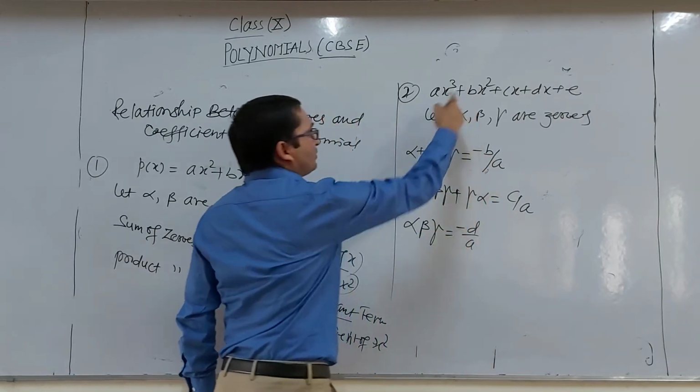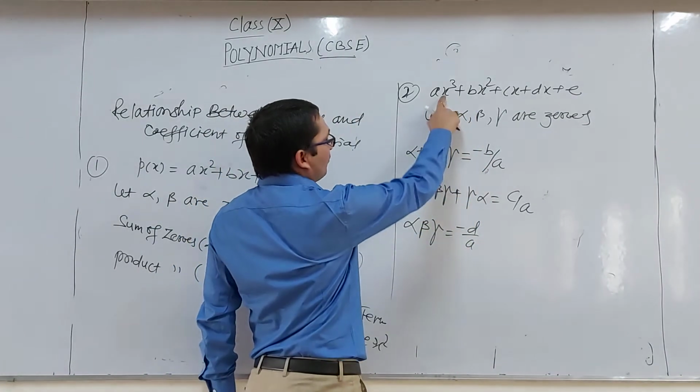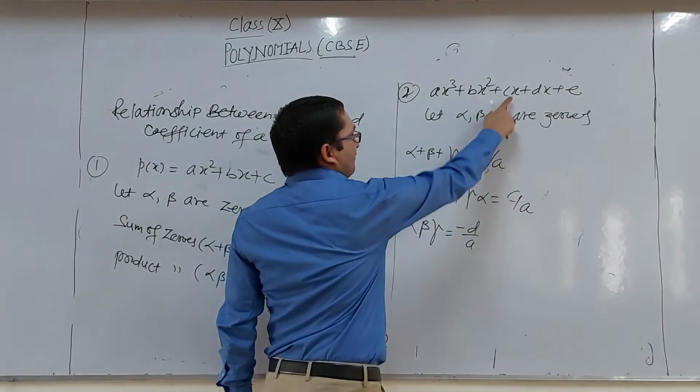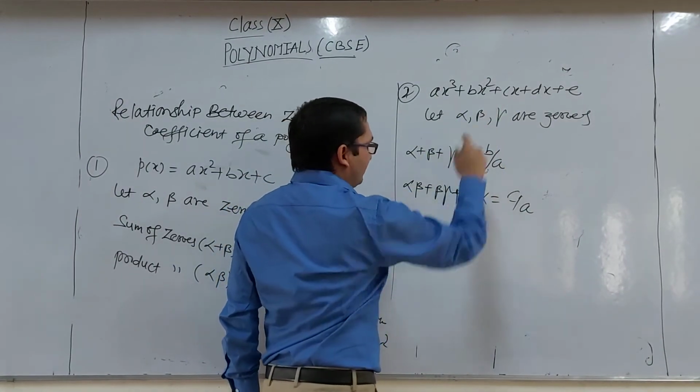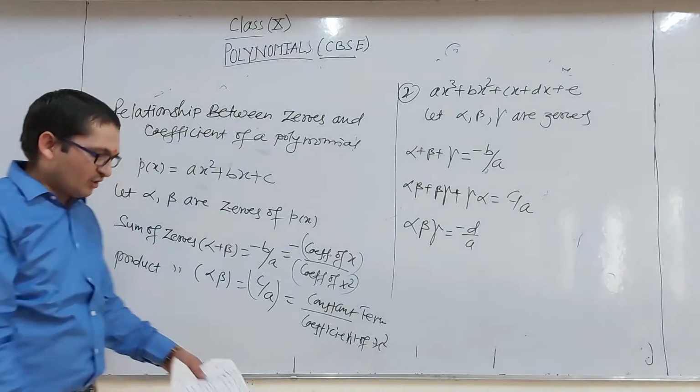B is what? Coefficient of x square. A is what? Coefficient of x cube. C is what? Coefficient of x. A is what? Coefficient of x cube. D is what? The constant term. And a is what? Coefficient of x cube.